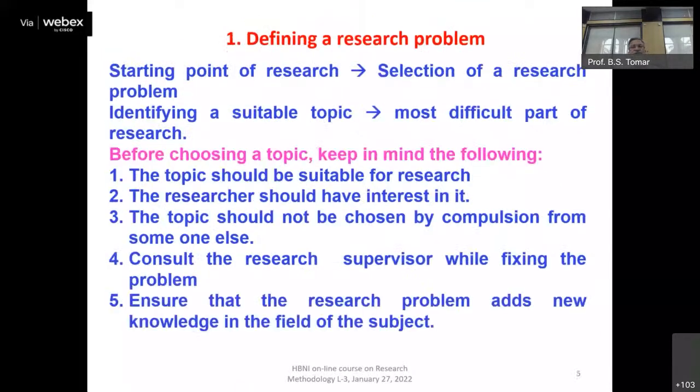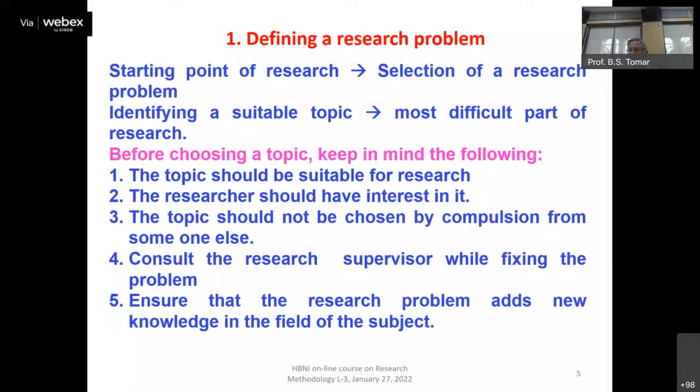So let us discuss how to define a research problem. The starting point of your research, like your thesis work, is selection of a research problem. What problem one should be working on, and you will find that gradually, as a corollary to that first problem, many other problems will appear.